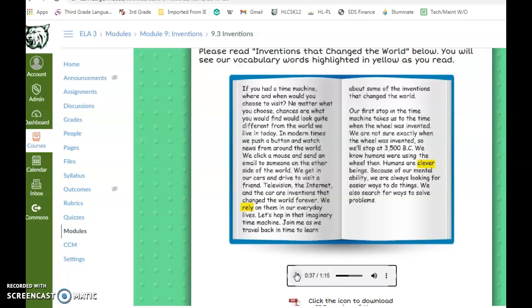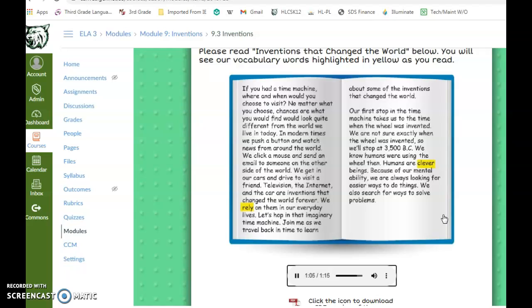Let's hop in that imaginary time machine. Join me as we travel back in time to learn about some of the inventions that changed the world. Our first stop in the time machine takes us to the time when the wheel was invented. We are not exactly sure when the wheel was invented, so we'll stop at 3500 BC. We know humans were using the wheel then.